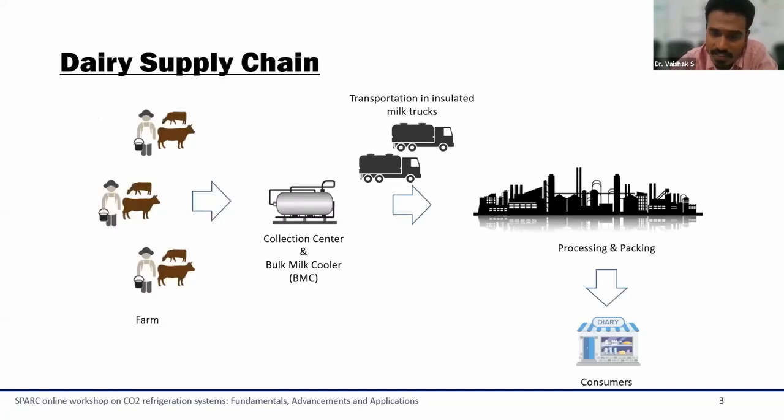So first we will see how the supply chain in the dairy industry works. This is an approximate schematic of the supply chain in the dairy industry. From farmers, the milk will come to a collection center. Either they will deliver the milk by themselves or through a collection agent. In the collection center, the milk is stored in a container where it is chilled to a lower temperature than the temperature at which it is received. And this collection center has a milk cooling or milk chilling device, which is specifically known as a bulk milk cooler.